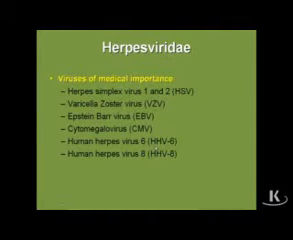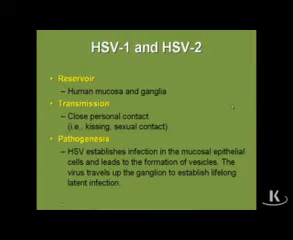All of these viruses that you see listed here are the herpes viruses. These are all considered high yield for Step 1 of the USMLE, so we want to make sure that we know all the details of the herpes virus family. All right? Now, we're going to start with HSV1 and HSV2.